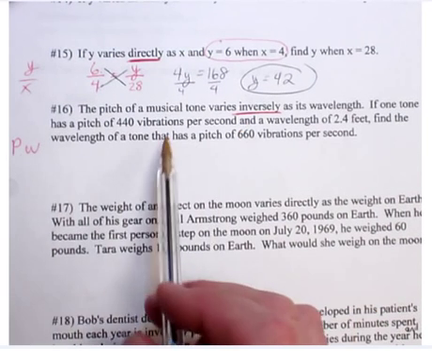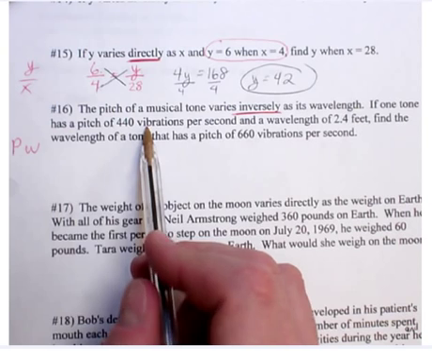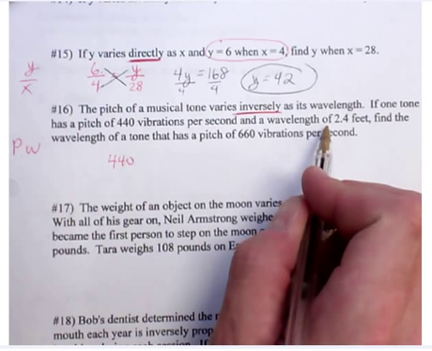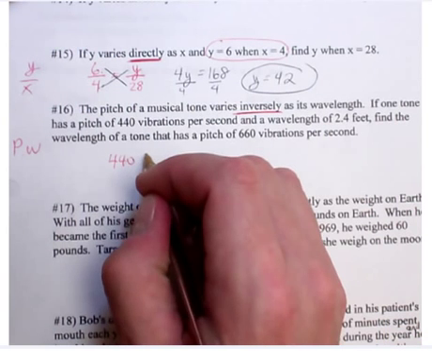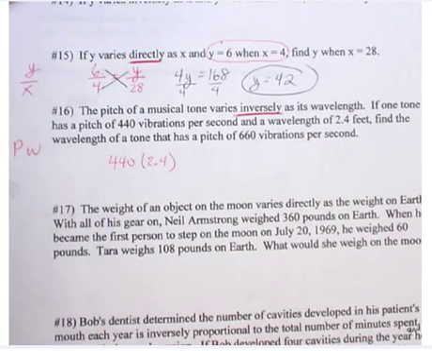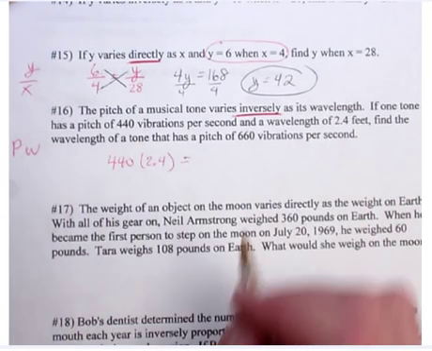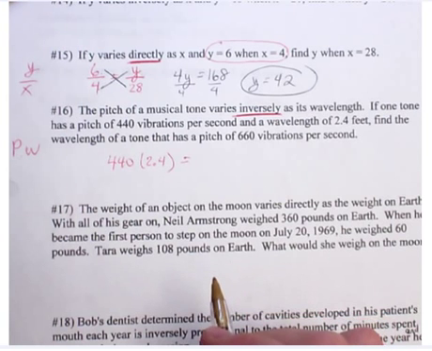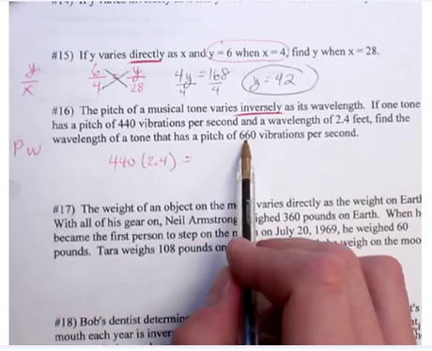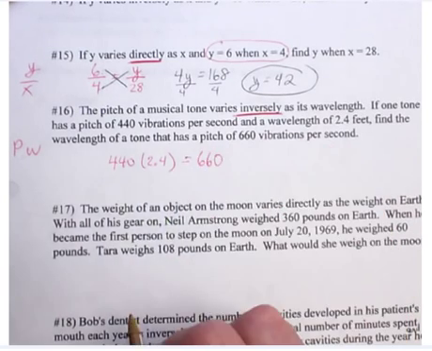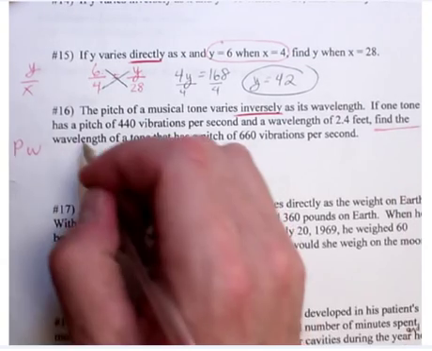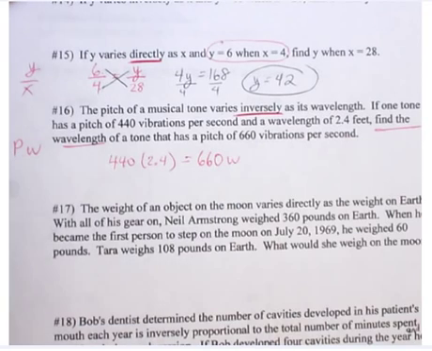So the pitch, 440 vibrations per second, has a wavelength of 2.4 feet. So pitch times wavelength, those two go together, equals pitch times wavelength. Now let's see. Find the wavelength of a tone that has a pitch of 660 vibrations per second. Now we don't know the other wavelength. They say find the wavelength. Let me call that W.